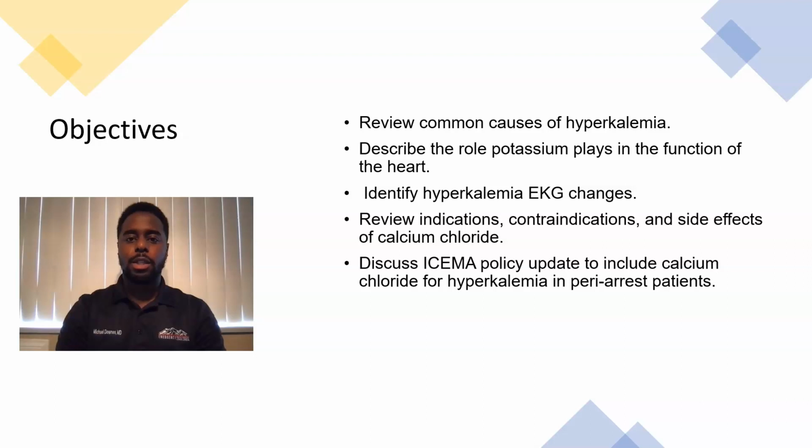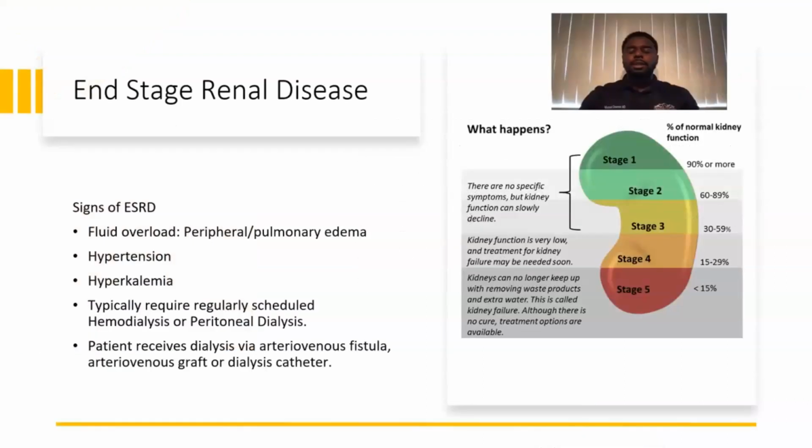So let's talk about end-stage renal disease. End-stage renal disease is a diagnosis where typically your patient's kidneys no longer function to sustain life. Those with end-stage renal disease are at risk of becoming fluid overloaded, have high blood pressure, and go into cardiac arrhythmias that could be fatal for the patient.